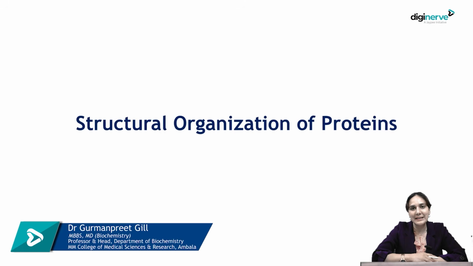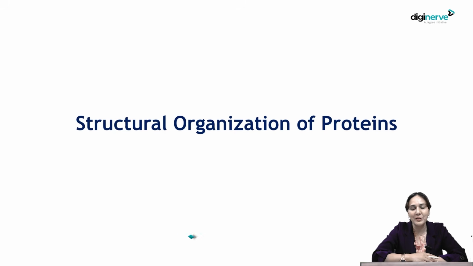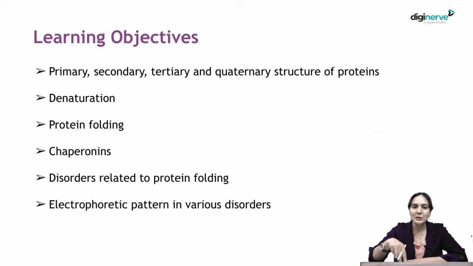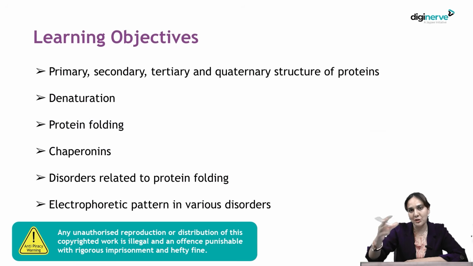We are discussing protein chemistry and we have already covered classification of amino acids, ampholytes and isoelectric point. Now in this third and last part of protein chemistry, we will discuss the structural organization of proteins. The learning objectives: we will discuss primary, secondary, tertiary and quaternary structure of protein. What are they, how are they different and what is their importance.